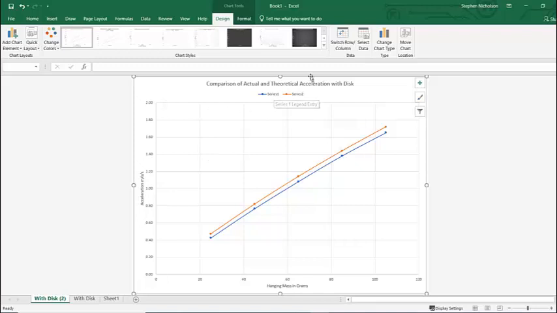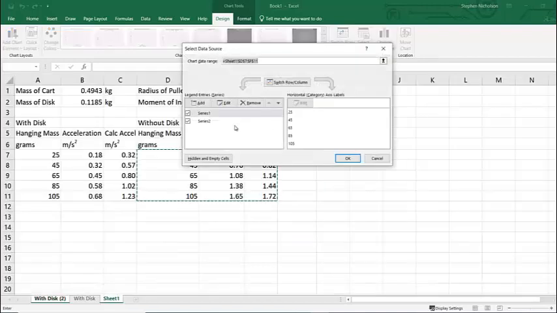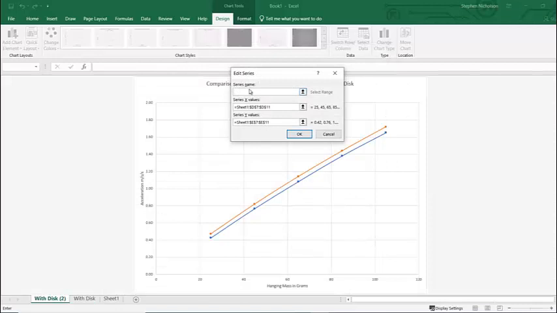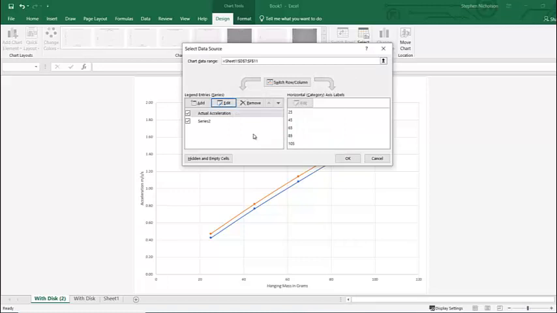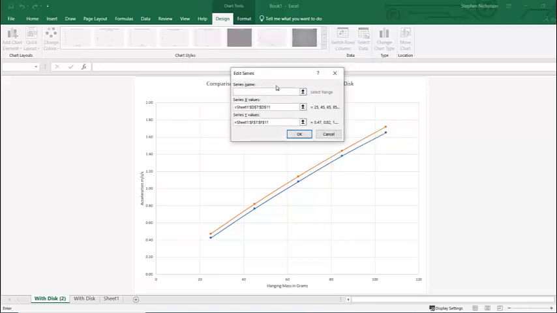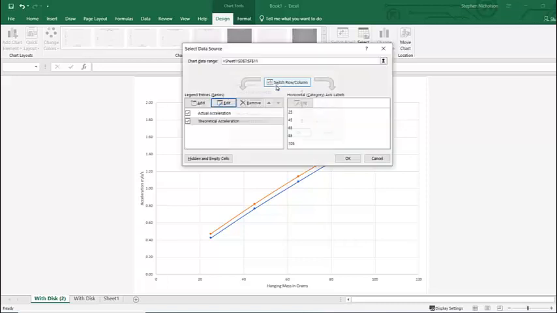No, they don't have the titles here, so we need to go back to the data. Series 1 is the actual. Series 2 is the theoretical. So we'll go to edit. We'll say actual acceleration. Okay. Go to series 2. Edit here. Theoretical acceleration. Okay.